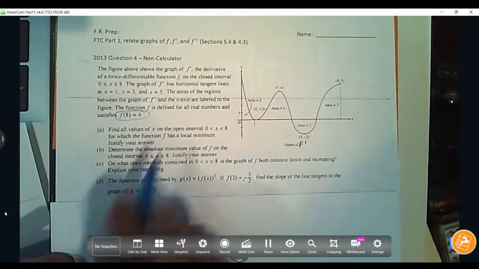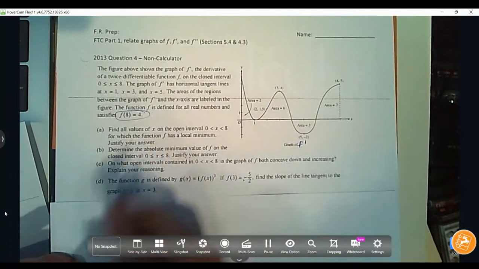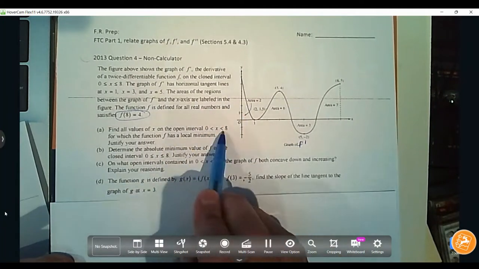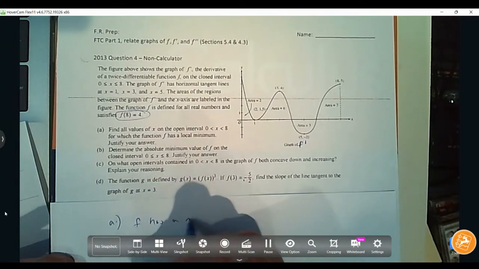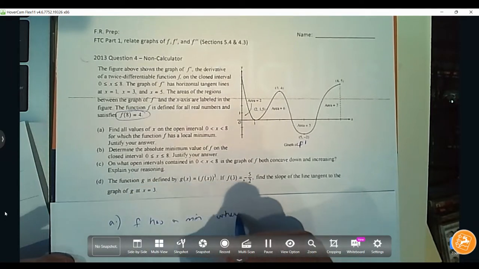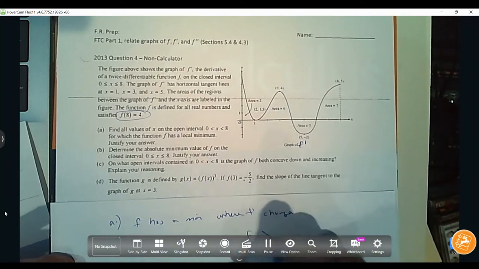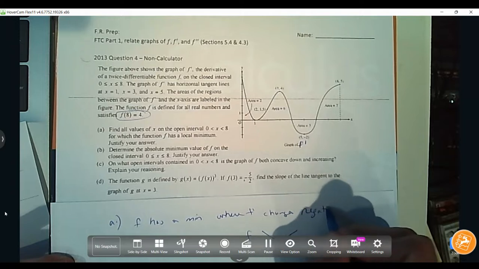So the first thing we want to do is find all values of x between 0 and 8 where f has a local min. So we don't need to consider the endpoints because it's strict inequalities. And to have a min, what we want to remember is that f has a min where f prime changes. Let's see, we want f to go from decreasing to increasing. So we want f prime to change from negative to positive.